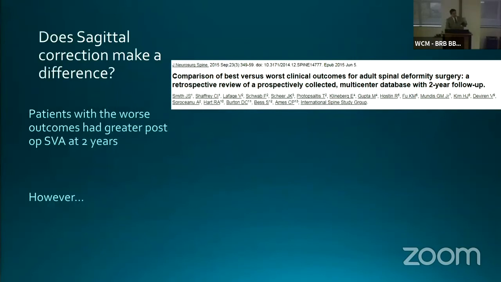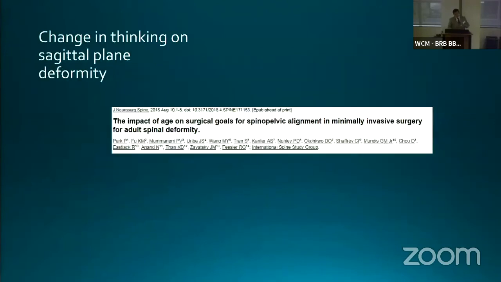And so now we've basically found that sagittal plane correction does make a difference, but as you get older, that number becomes higher and higher. No longer does everybody over age 70 need to be corrected to less than 5 centimeters of postural sagittal balance. And that thinking is continually being addressed, and more nuanced publications continue to come out.